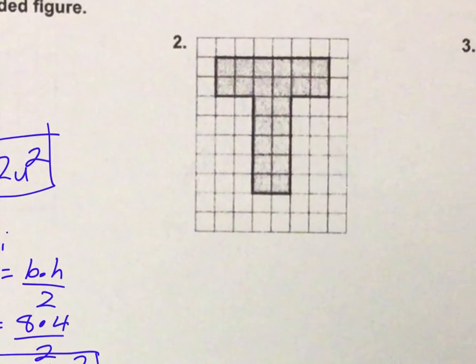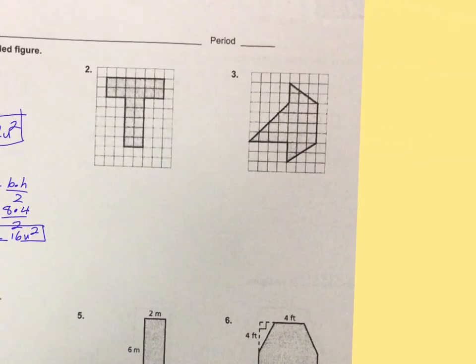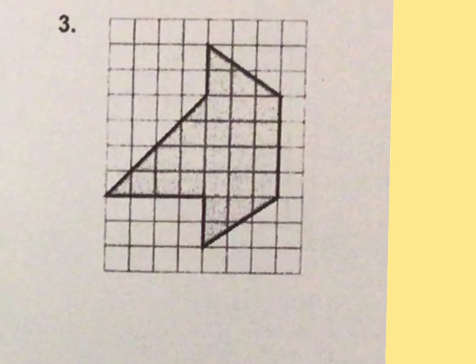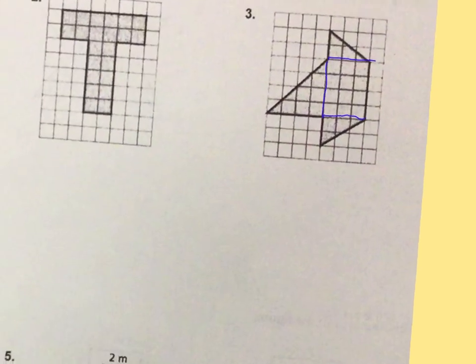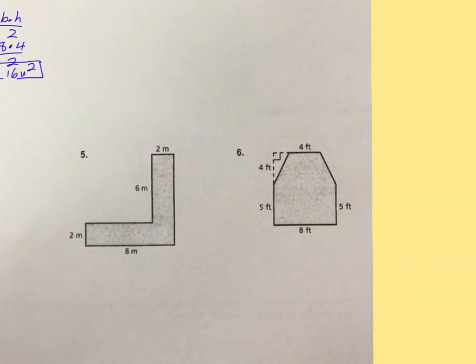Number 2, if you need extra practice, you can try that one out. Number 3, look at number 3 for a minute, because it's a wonky looking shape, isn't it? How would you do that? Well, the way that I would do this one is I would go right here, and right here. So I would have 3 triangles and a rectangle that I would be finding the area for and then adding them together. So let's go on to one that might be a little bit more challenging.